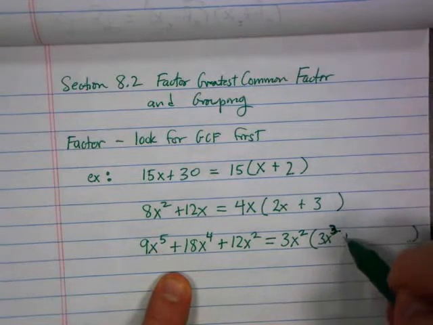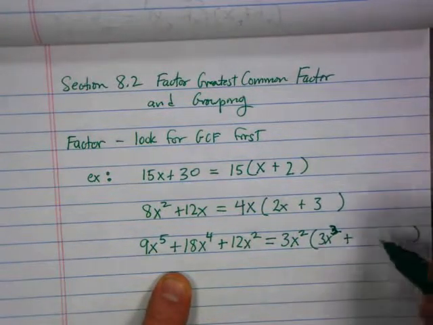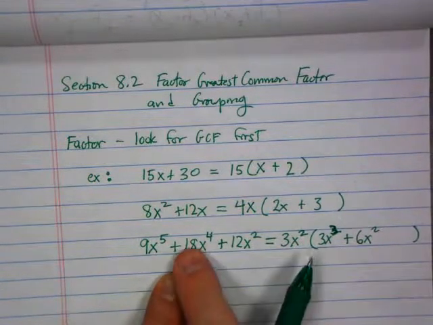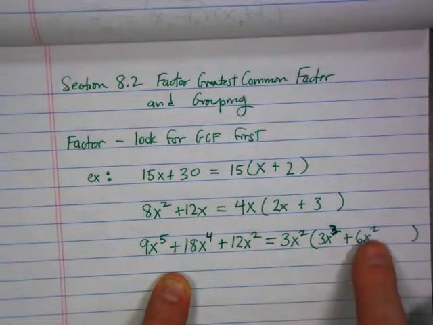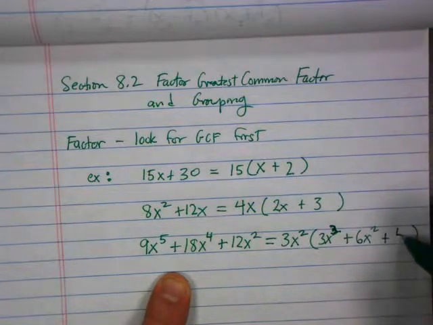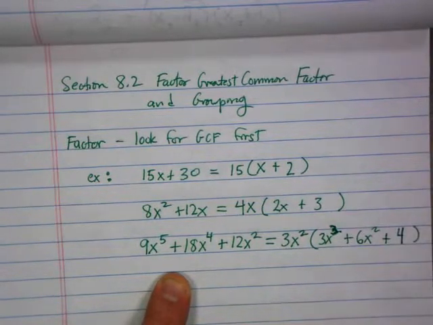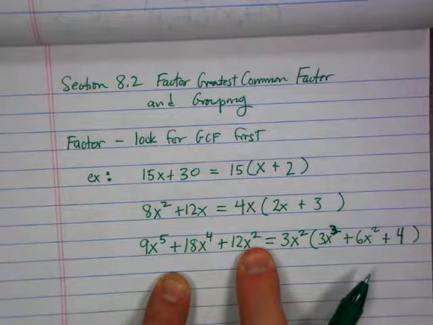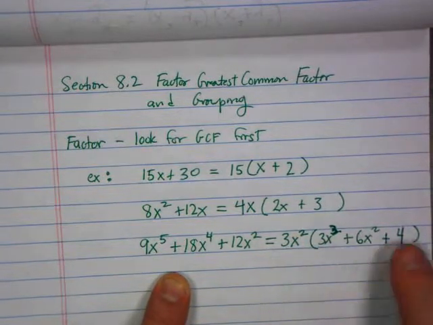Plus the next one, 6x squared, excellent. Because 3 times 6 gives me 18. X squared times x squared is x to the 4th. And the last one, just plus 4. No x on the last one, because I already have x squared, I don't need any more x's. All I really need is 3 times 4 to get to 12.